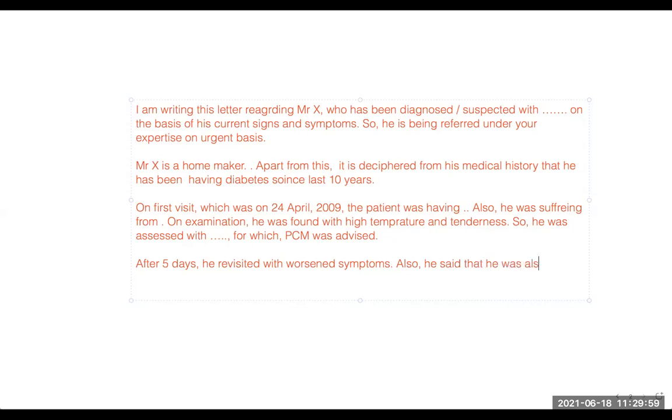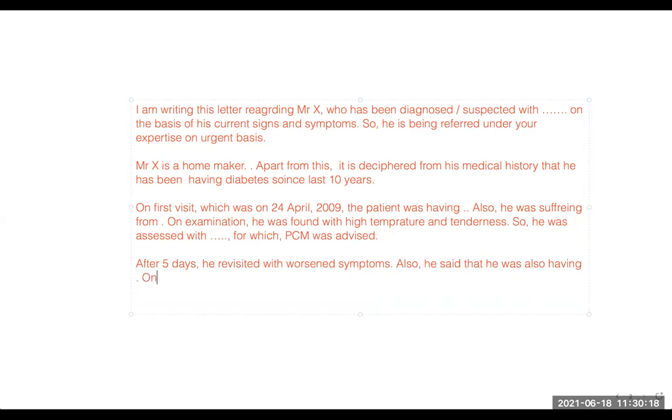Never say "is". Till the time today does not come, there will not be anything in the present. It might appear to you that you should write present, but always convert all the present tense into the past until you reach the today point. So also he said that he was also having this and this thing.